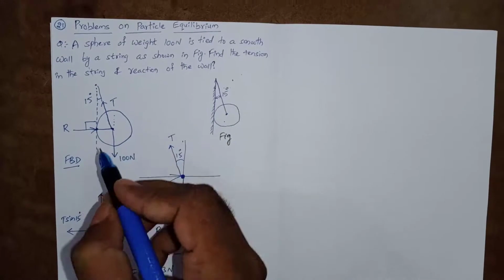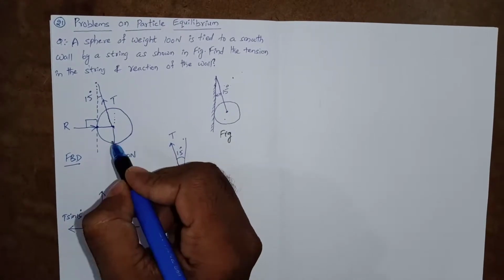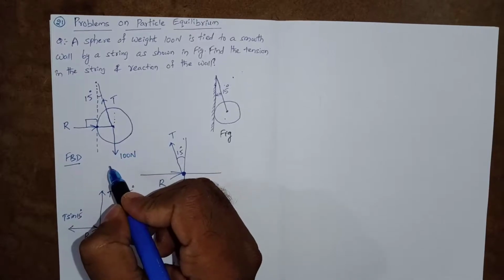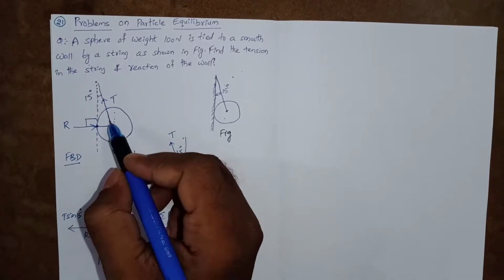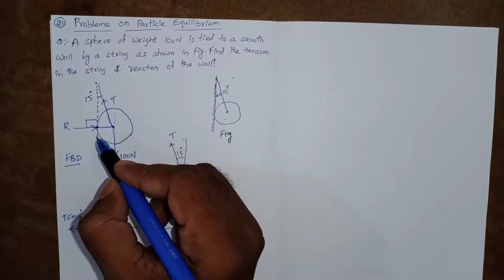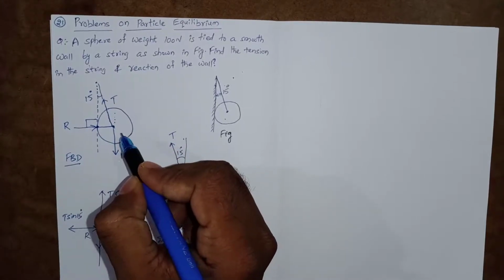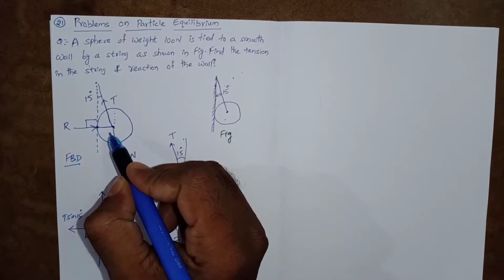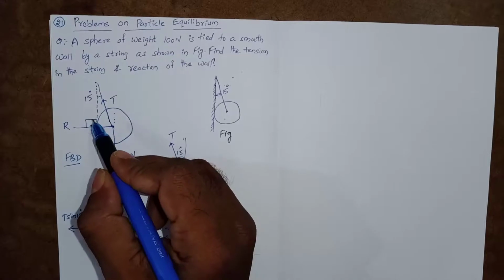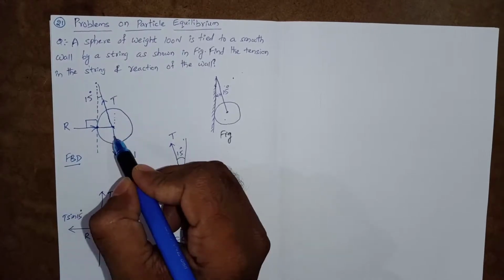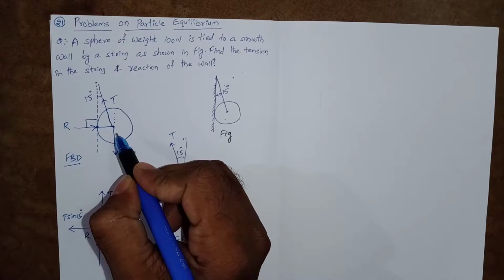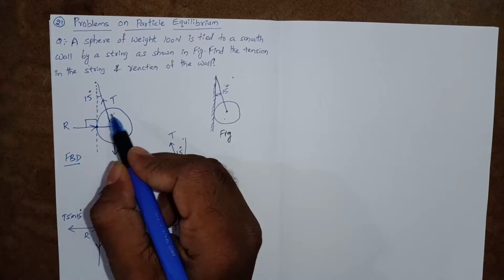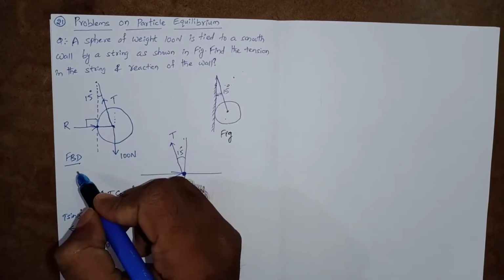And also show the self weight of this sphere, which always acts vertically downwards towards the center of the earth. Now here we have removed all the contact bodies with which this sphere is in contact, and shown the reaction forces exerted by those contact bodies on the sphere. So we have considered all the forces acting on the sphere. Now this resultant diagram is called the free body diagram.